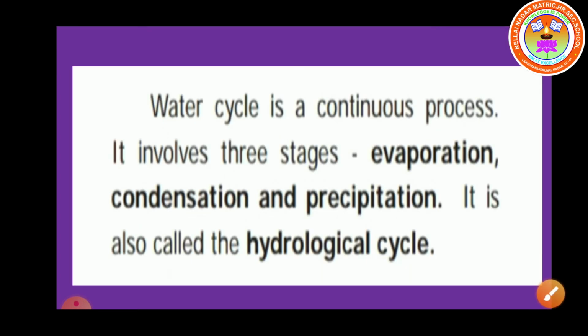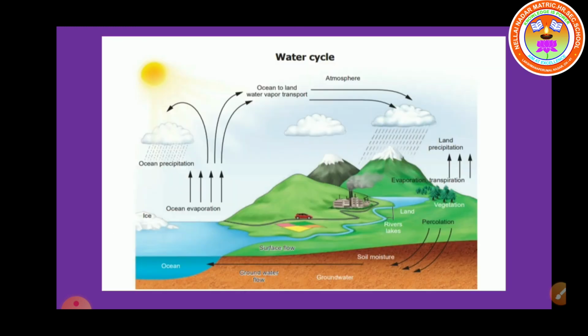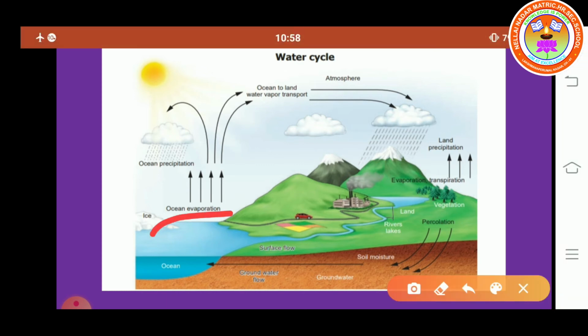Students, the water cycle is a continuous process. It involves three stages: evaporation, condensation and precipitation. It is also called the hydrological cycle. In the evaporation process, liquid state changes into gaseous state. Water from oceans, lakes, ponds and rivers evaporates due to the heat of the sun.